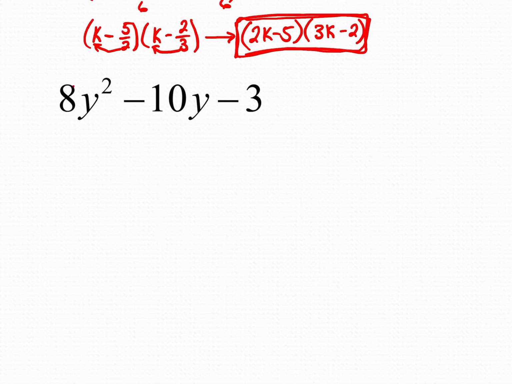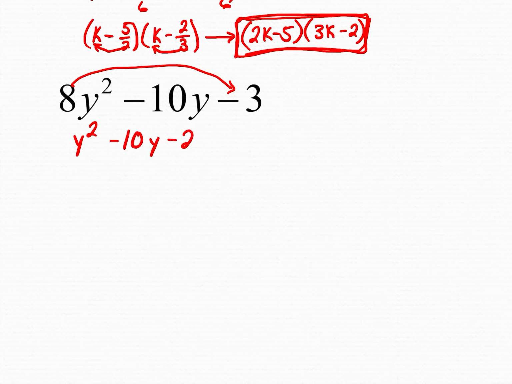So we're going to take the 8. We're going to multiply by the negative 3. And it's going to leave us with y squared minus 10y minus 24. And then we're going to factor that. So y is the first term. We're looking for two numbers that multiply to give 24, that subtract to give 10.